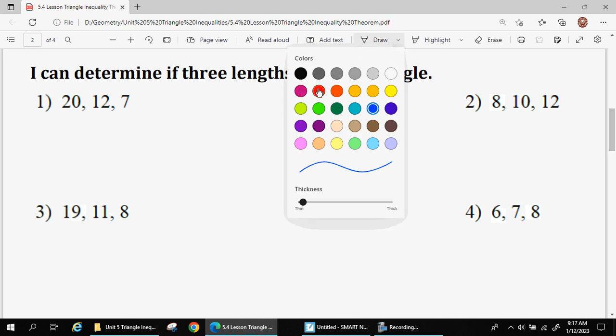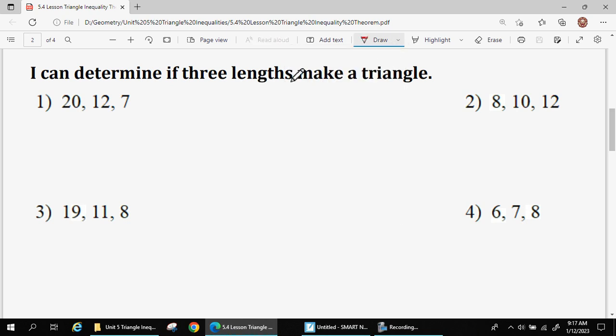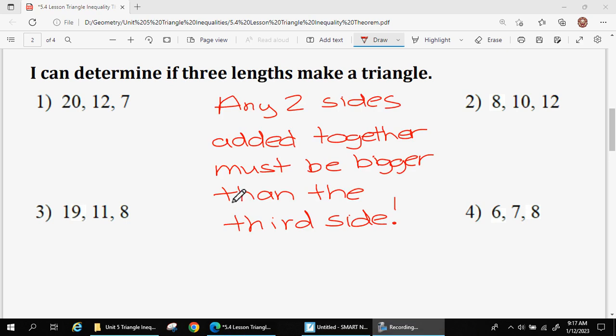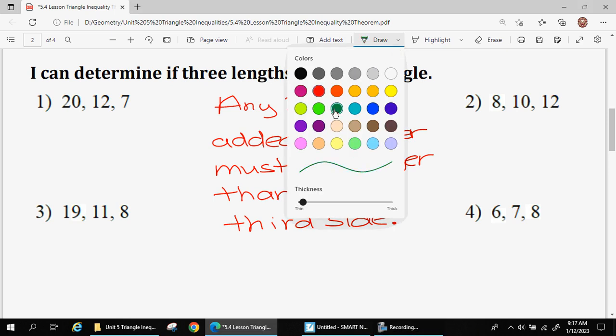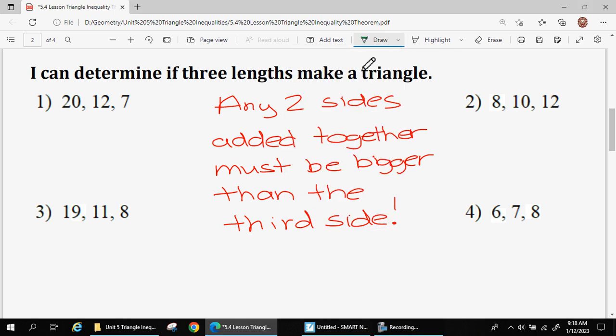So what this triangle inequality theorem says is that in order to be able to make a triangle, you need to be able to take the length of any of the two sides. So you pick two of the three sides and you add the two sides together, and those two sides must be bigger than the third side. So if they're not bigger, if they're equal to the third side when you add those other two together, or they are less than the third side, what's going to happen is when you try to put the triangle together, you're not going to be able to connect all the sides and close and make a proper triangle.